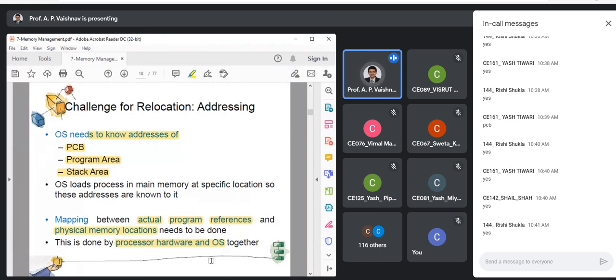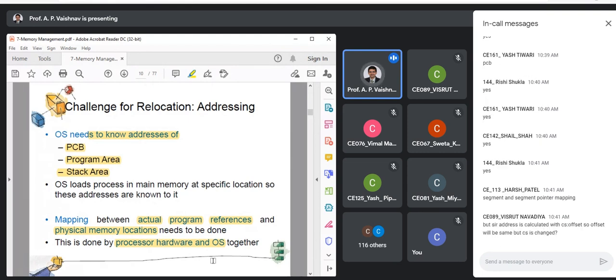Why can OS alone not do this? I'll just take 2 more minutes, then we'll stop. Yes, why can OS alone not do it? Because we have to do memory allocation, and wherever memory allocation and tracking is there, hardware or CPU is required.